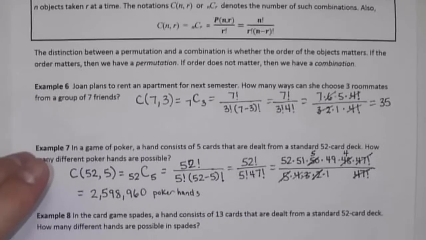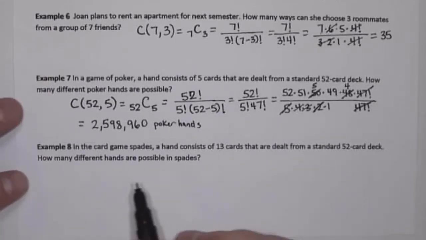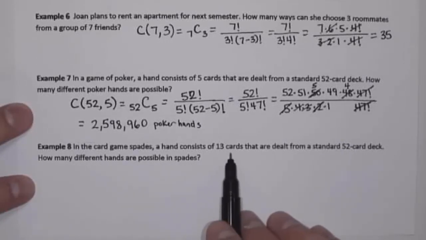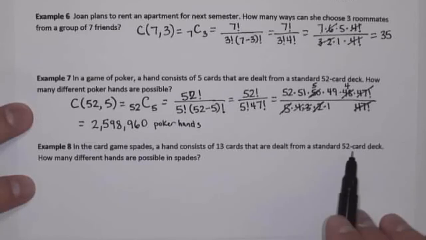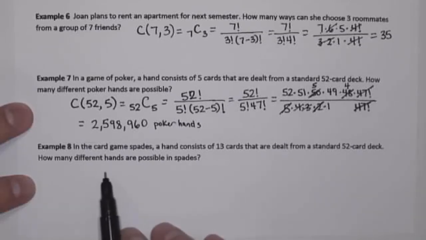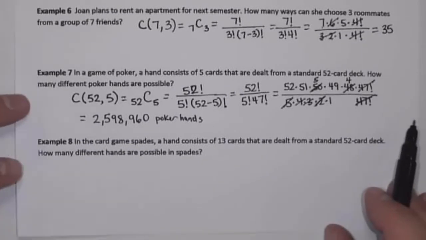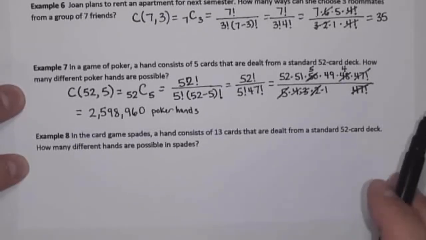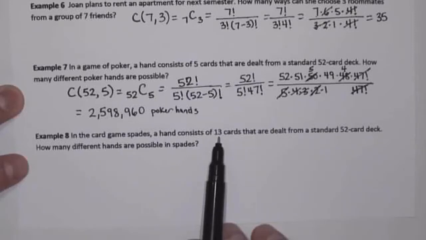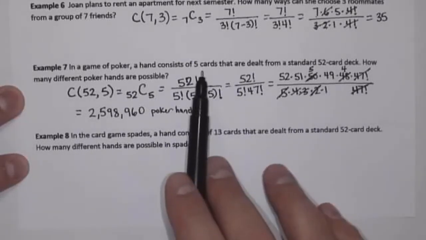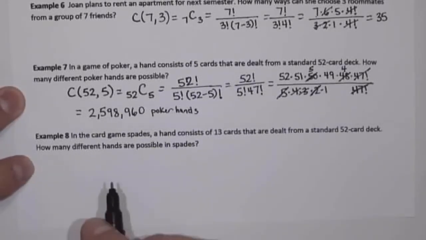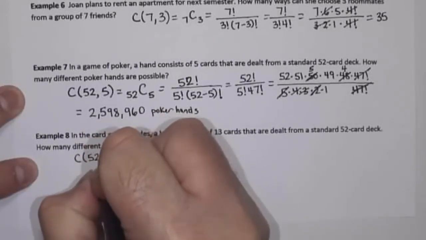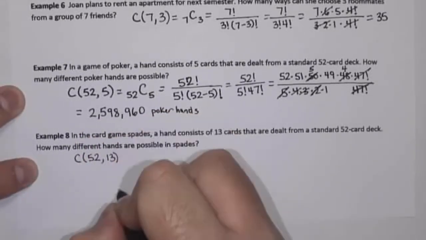Let's end this video by looking at example 8. In the card game Spades, a hand consists of 13 cards that are dealt from a standard 52 card deck. How many different hands are possible? Example 8 is a lot like example 7, except we're going to be dealt 13 cards instead of 5 cards. So we're going to be looking at a combination of 52 choosing 13.